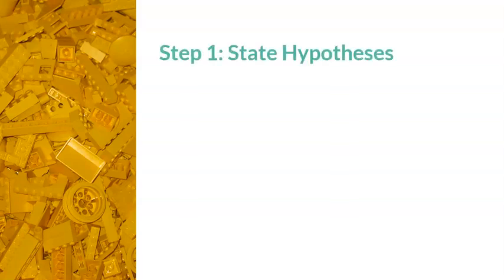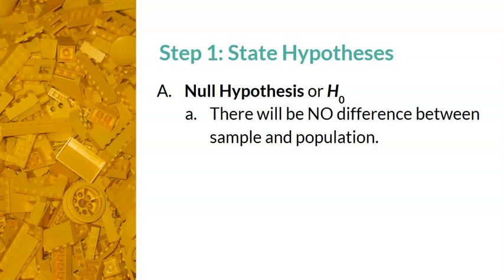The process of hypothesis testing started with the yellow Lego. Step 1, state hypotheses. There will be 2 hypotheses. The first is called the null hypothesis. The word null means 0 or nothing. In statistical notation, it is H subscript 0, where H stands for hypothesis and 0 stands for nothing. In other words, we're hypothesizing that there will be no difference between the sample and population.